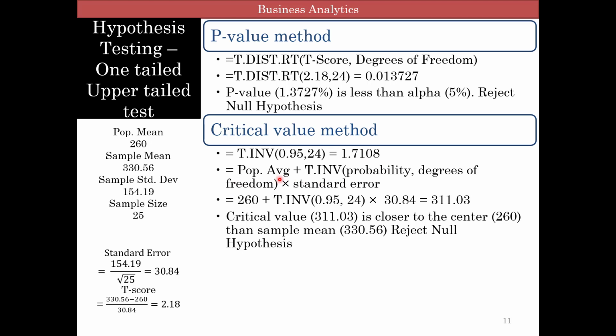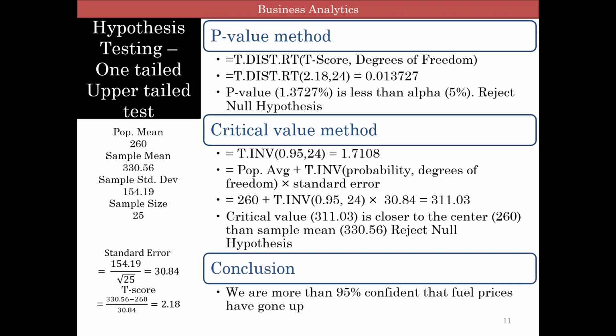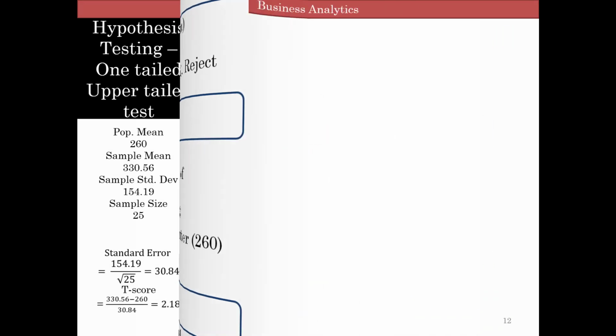And then you're going to use the formula with just adding. You're just going to have upper critical limit, which is 311.03, which is a lot closer to the center than 330. And therefore, conclusion is we are more than 95% confident that fuel prices have gone up.